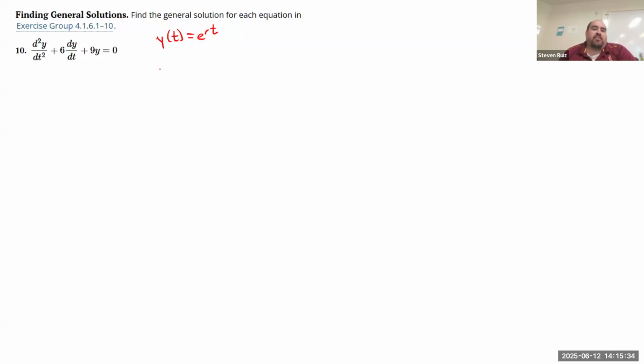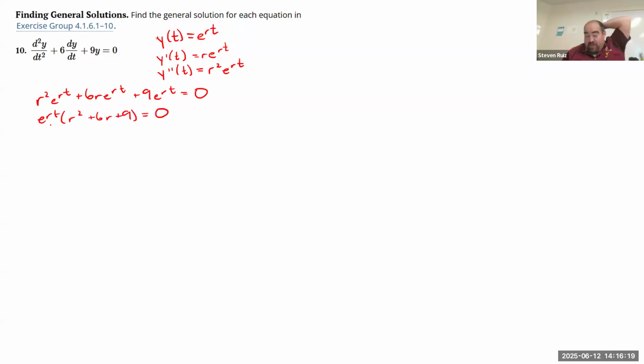So under that assumption, what would the first derivative look like? It would look like r e to the rt. The second derivative is going to look like r squared e to the rt. So now I can start substituting in these pieces for my differential equation. So I have r squared e to the rt plus 6r e to the rt plus 9 e to the rt equals 0. I can factor out e to the rt, and what's left is r squared plus 6r plus 9 equals 0.